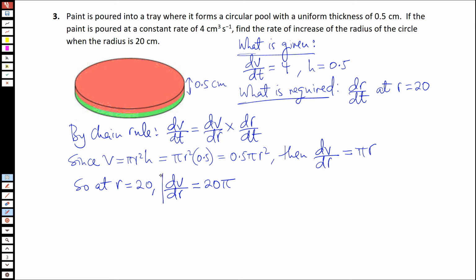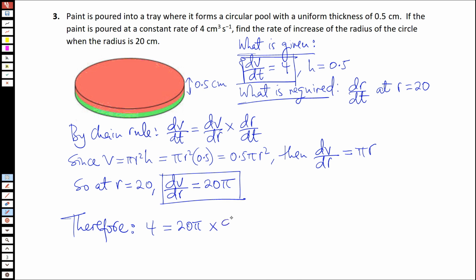Okay, so we have this quantity and that quantity. So what we plan to do is to plug in these quantities, substitute this into this relationship. So therefore, we shall end up with dv over dt, which is 4, being equal to 20 pi multiplied by dr over dt. So that implies that dr over dt will be equal to 4 over 20 pi, which will just be 1 over 5 pi.